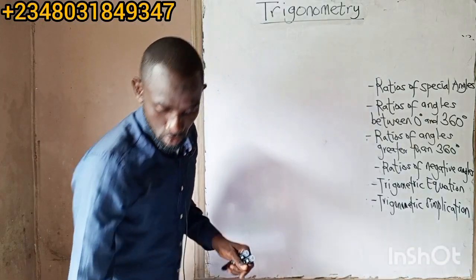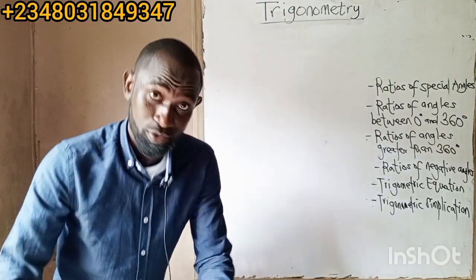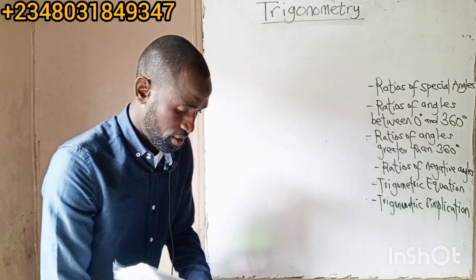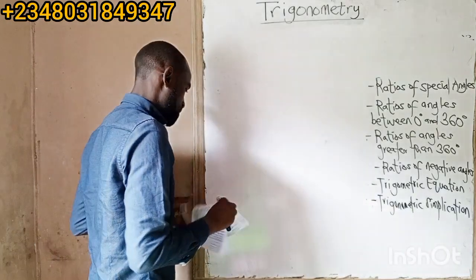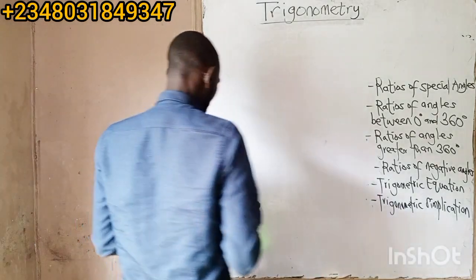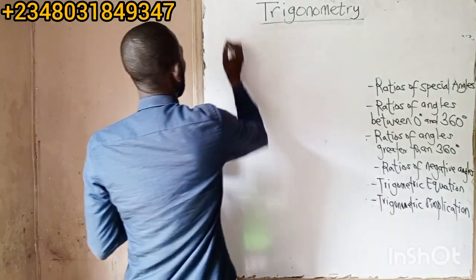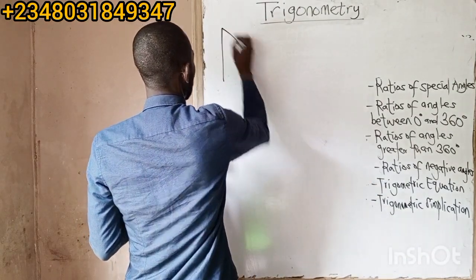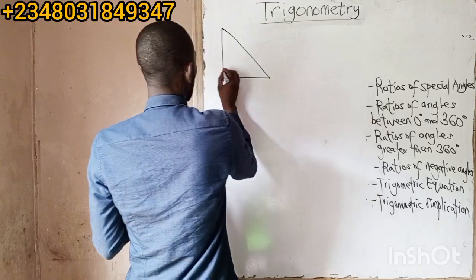So the first one, we have this. Let me just give you the diagram straight. So we'll now be taking it one by one. So look at the diagram that we're given. So we have to find the what now? The missing letter. This is a right angle triangle.